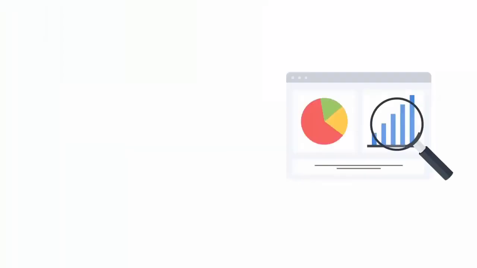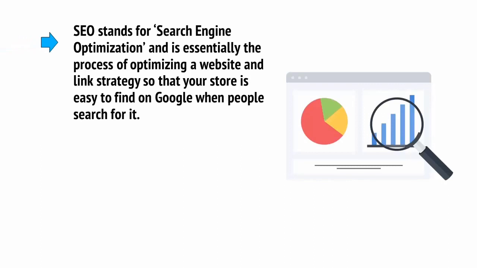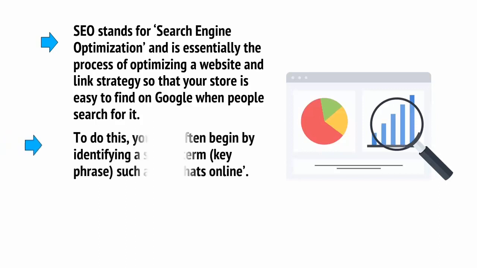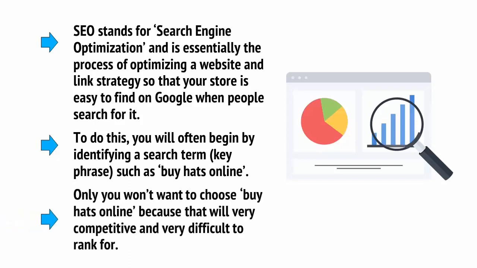Before you start spending money on adverts, SEO might be a better first port of call. SEO stands for Search Engine Optimization and is essentially the process of optimizing a website and link strategy so that your store is easy to find on Google when people search for it. To do this, you often begin by identifying a search term, otherwise known as a key phrase, such as buy hats online.